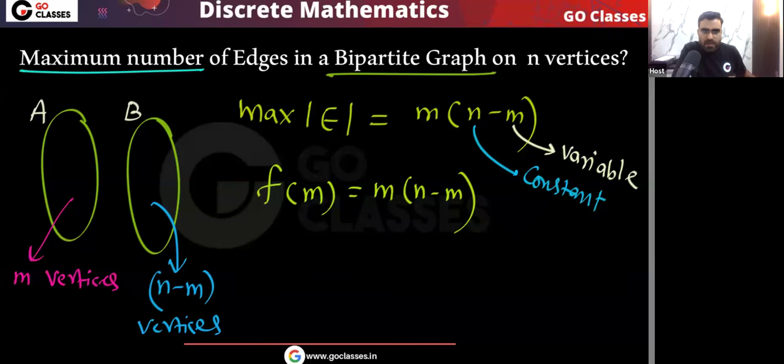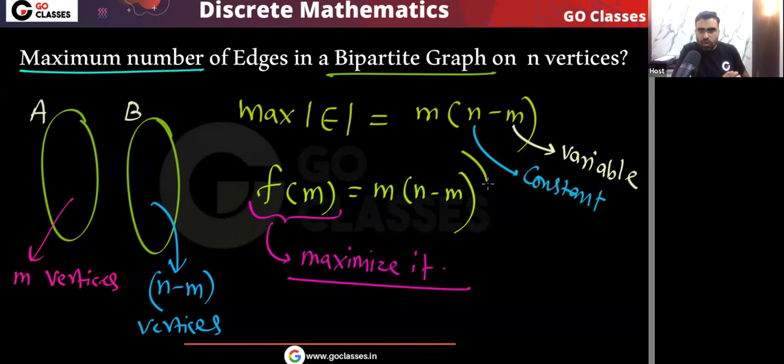Now what we want to do is maximize this. Do you agree? This value I want to maximize because remember, m multiplied by n minus m is the number of edges. I want to get the maximum number of edges. I don't know for which value of m I will get the maximum number of edges, or how many vertices I should put here. So I'm putting m vertices here, and this is the variable. So I want to maximize this value.